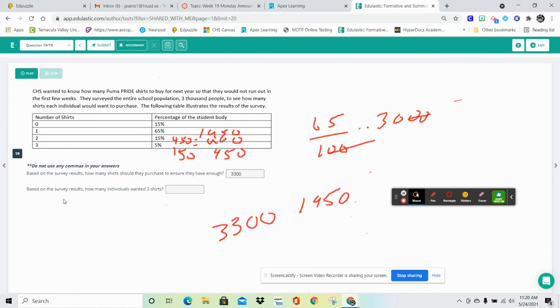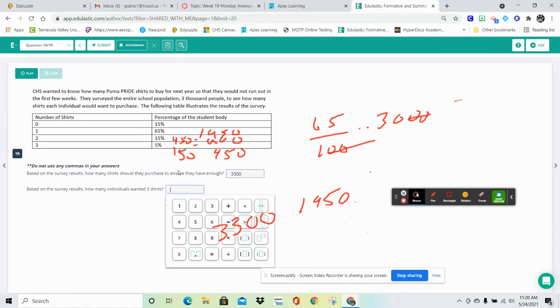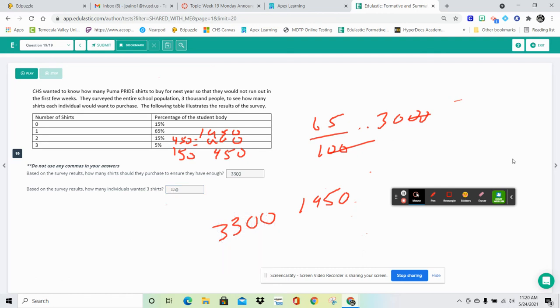All right, based on the survey, how many individuals wanted 3 shirts? So 150 is what we got there. 5% of 3,000 is 150. All right, and there we go. That was it.